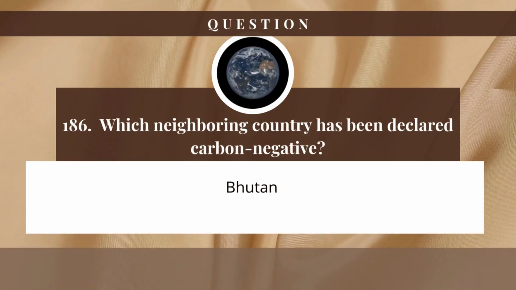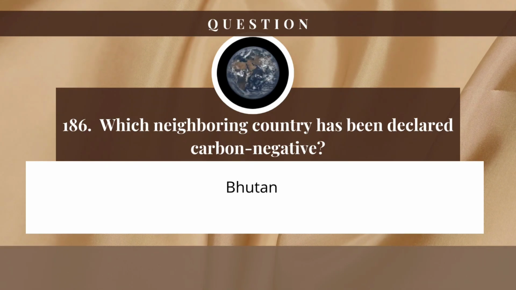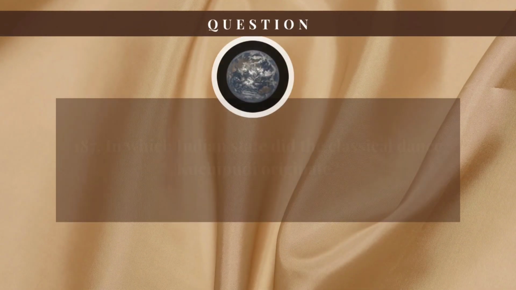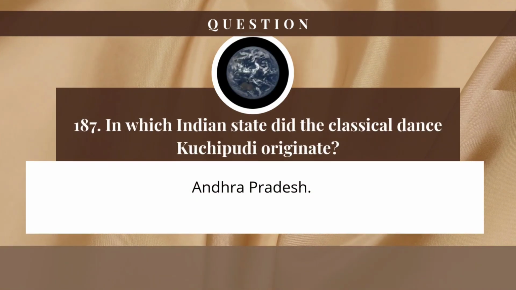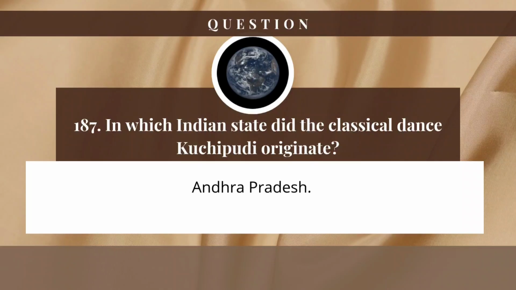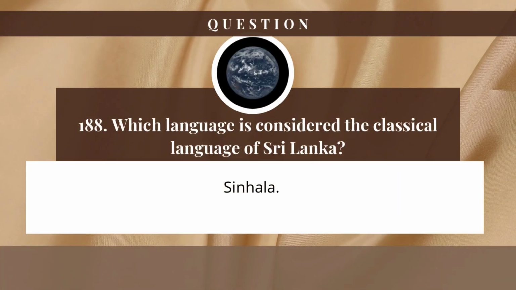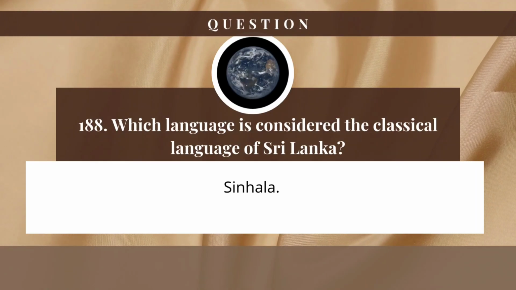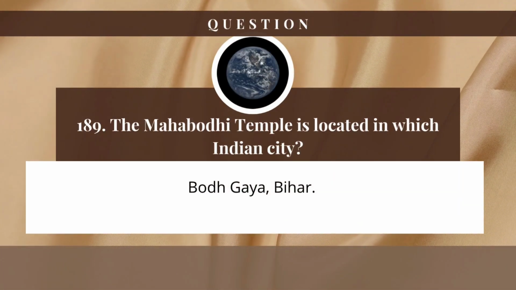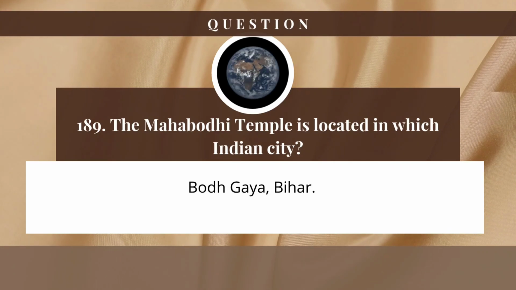186. Which neighboring country has been declared carbon negative? Answer: Bhutan. 187. In which Indian state did the classical dance Kuchipudi originate? Answer: Andhra Pradesh. 188. Which language is considered the classical language of Sri Lanka? Answer: Sinhala. 189. The Mahabodhi temple is located in which Indian city? Answer: Bodh Gaya, Bihar.